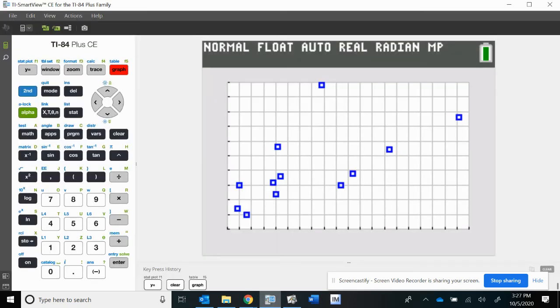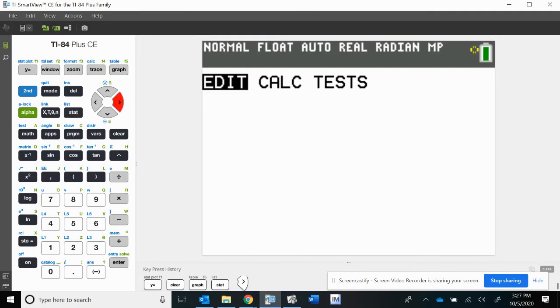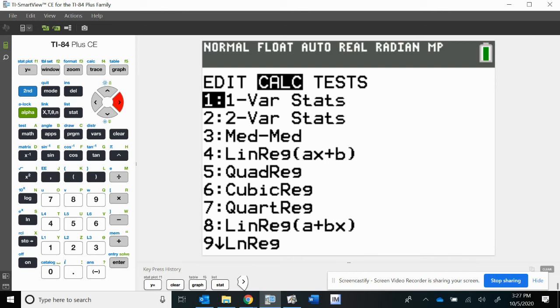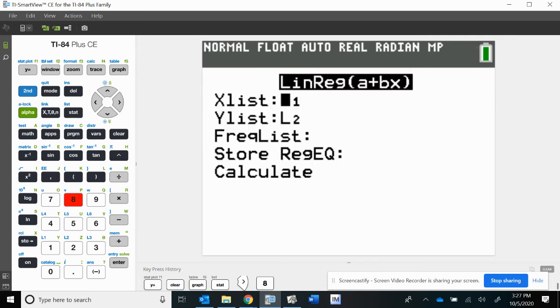So what we're going to go ahead and do is we're going to go back to our calculator. We're going to hit stat. We're going to go over to calculate. And there are two linear regressions we would use. So number 4 is the one we use in algebra. Number 8 is the one we're going to use in stats. So you can arrow down to 8, or you can actually type in 8.